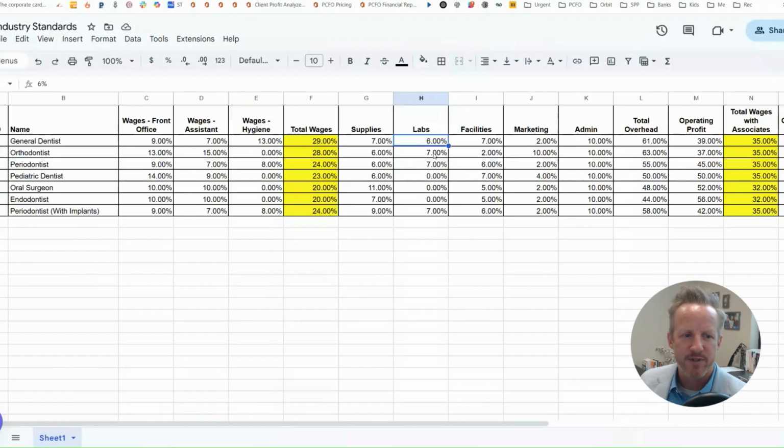Orthodontist, I have about 7% for labs. That's going to be your Invisalign costs in there. Periodontist, I have 7%. Pediatric, 0. You don't have labs. Oral surgeon, 0. Endodontist, 0.